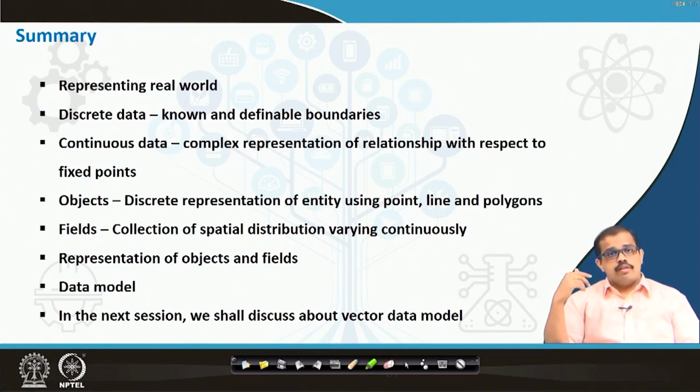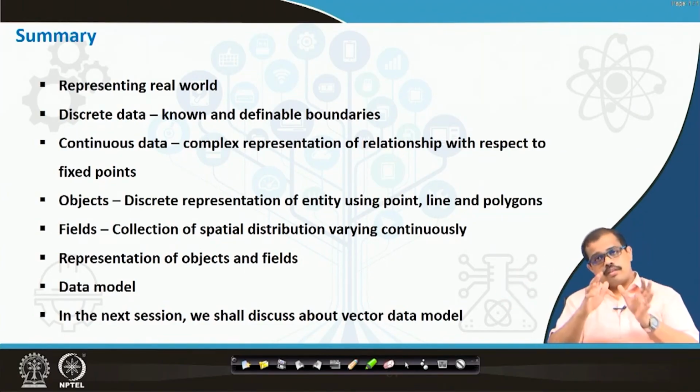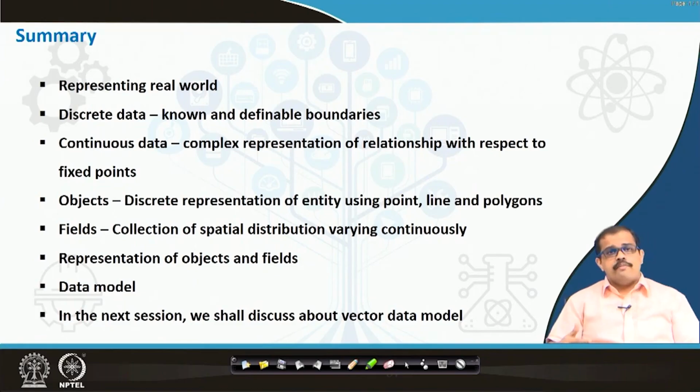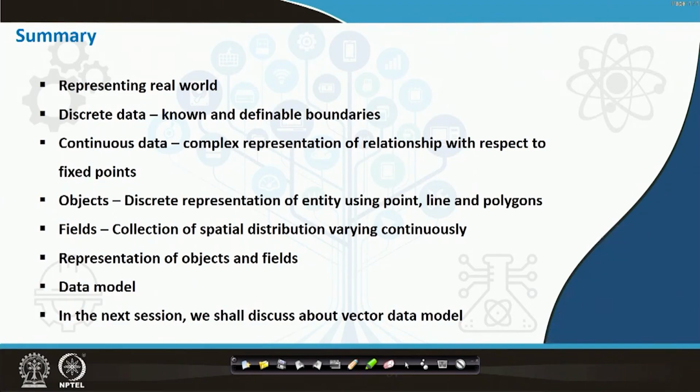Okay. So, we also looked at data models. So, what do you mean by a data model? These are rules that represent the real world, which convert real world phenomena into a database, and help us in querying. In the next session, we shall discuss the vector data model first, and the different types of vector data model that can be represented.